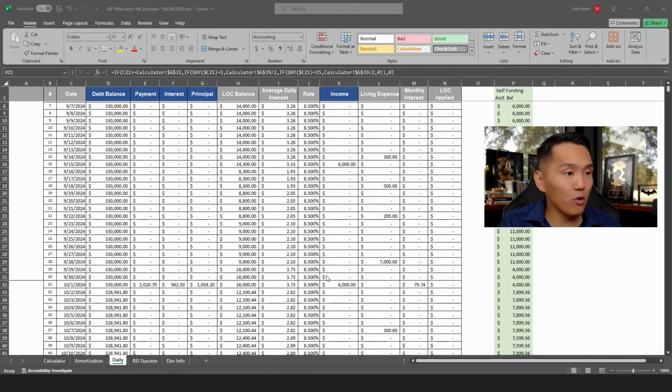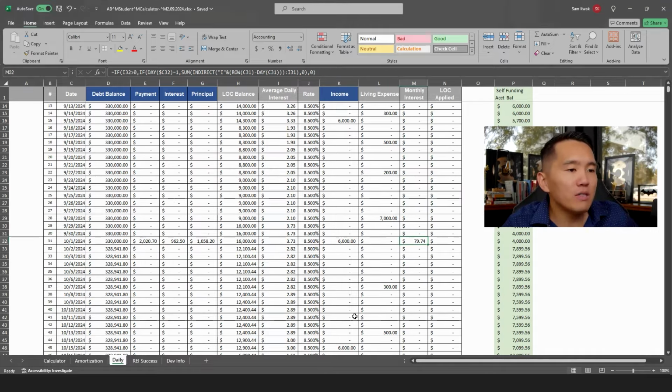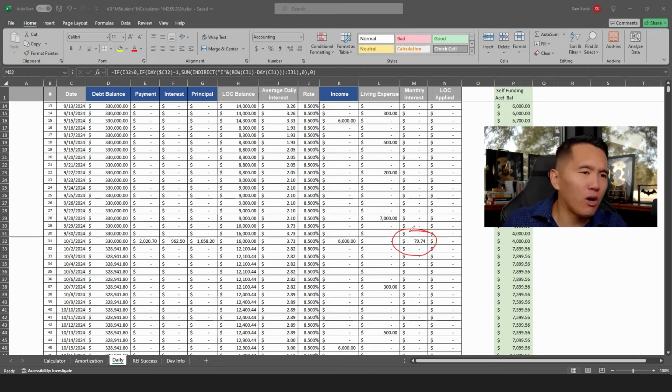I know some of you guys are also asking, what about the interest and the mortgage payment? So here it is, okay? Here's the actual interest on the line of credit, okay? Because I know some of you guys like to make that argument of, well, Sam, what about the interest on the line of credit? Now we have to pay that too.